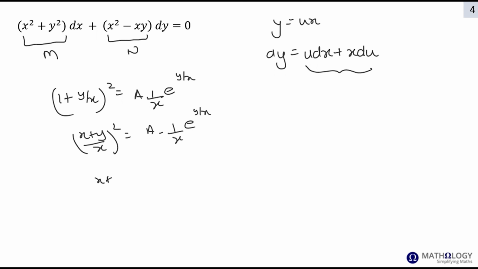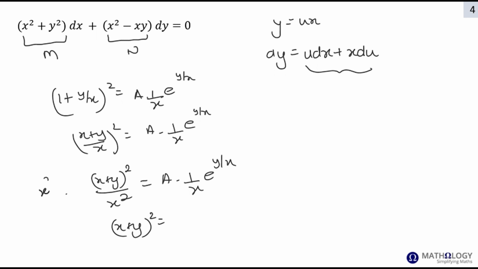We have x plus y all squared over x squared equals a times 1 over x e to the y over x. So x plus y all squared equals, you multiply both sides by x squared, and then this x here will cancel with one of them there, so it'll be a x e to the y over x, and we can leave the solution in that form.